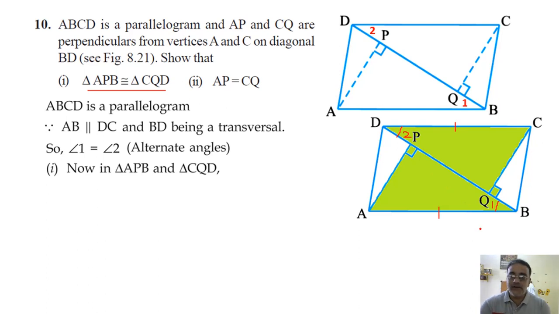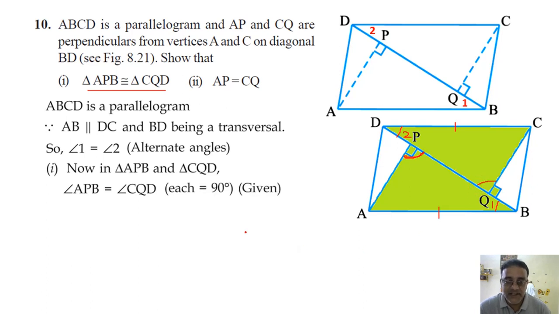So now we are going to take them one by one. First, angle APB is equal to angle CQD. Why? Given that they both are perpendicular, so each is equal to 90 degrees. That is given. Next, angle 1 is equal to angle 2, which we have already proved above.